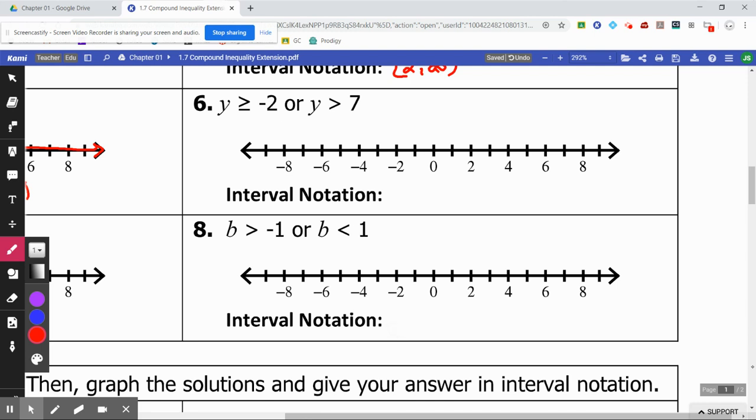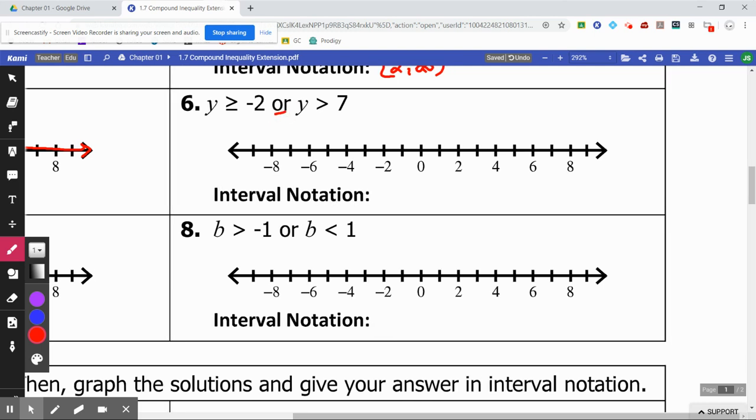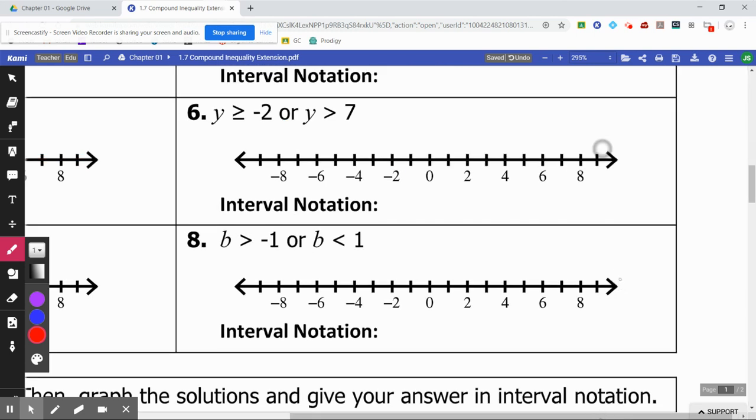Let's do another or statement. Y can be any value greater than or equal to -2, so that'd be any of these values, or R can be any value bigger than 7. Well, we've already colored those. So R can be any of these numbers or any of these numbers. So therefore, R can be any of these numbers.